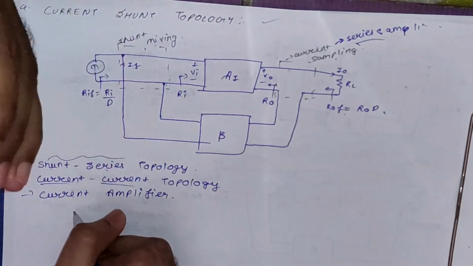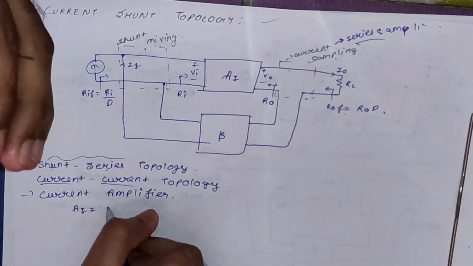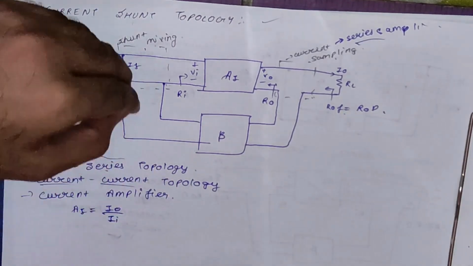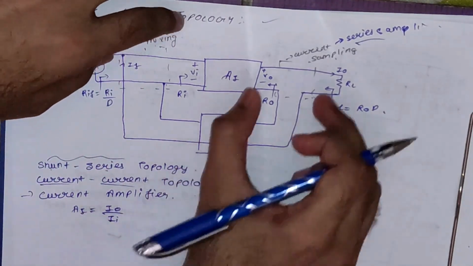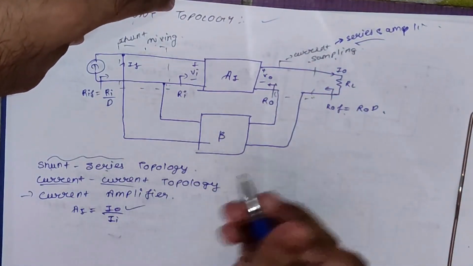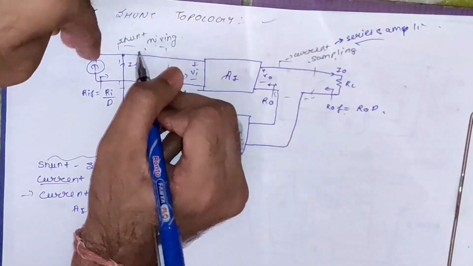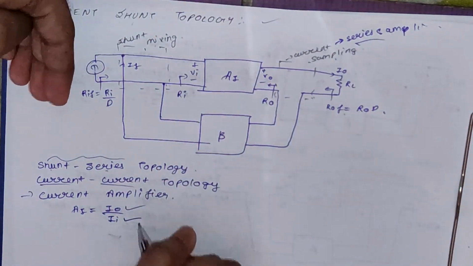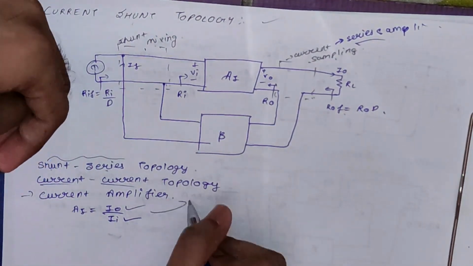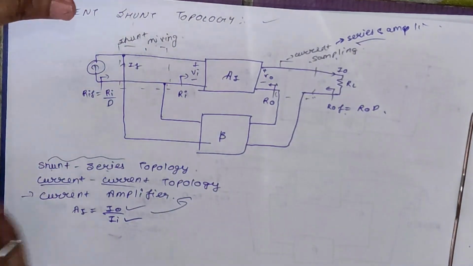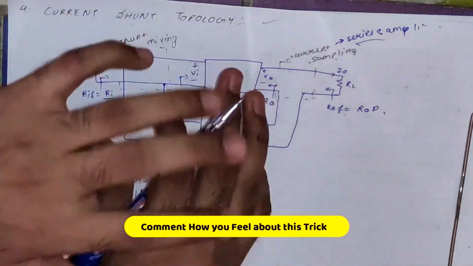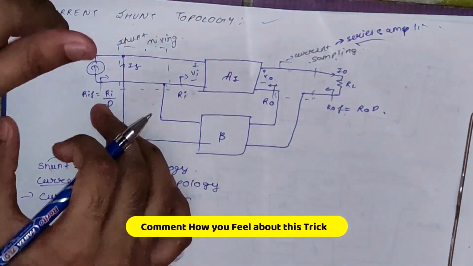Why? Because the gain of this amplifier will be AI equals IO upon II, output current upon input current. Okay, you can also verify it by the sampling and mixing. You can see we have a current sampling, so this is what IO is saying, and here we have a current mixing, this is what II is saying. Output current upon input current. So that's why it is also called a current amplifier. Hope you understand all this concept. We are going to use this concept to solve the numericals based on this topic.